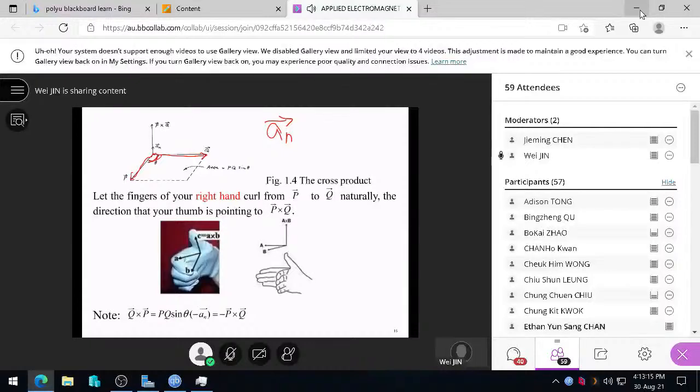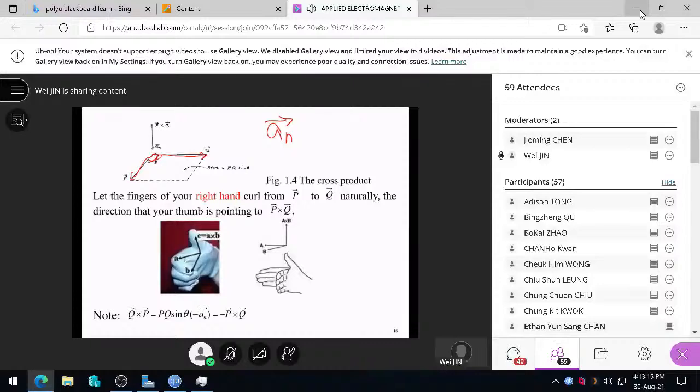The second row is Px, Py, Pz. Third row is Qx, Qy, Qz. Now, if it's not P cross Q, but Q cross P, then the second row should be Qx, Qy, Qz, and the third row will be Px, Py, Pz. So this is very easy to remember, right? It is a vector.